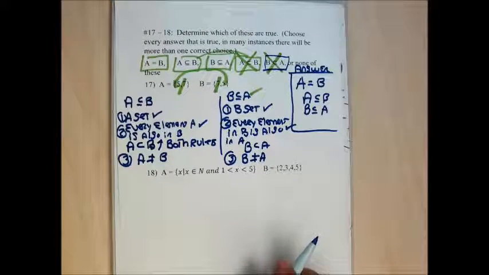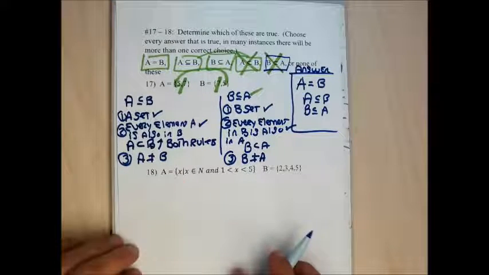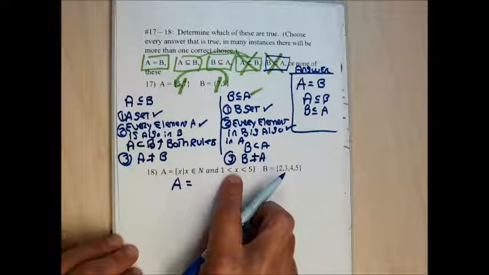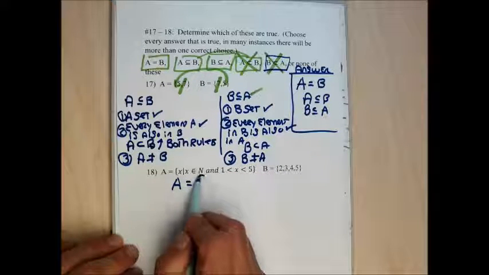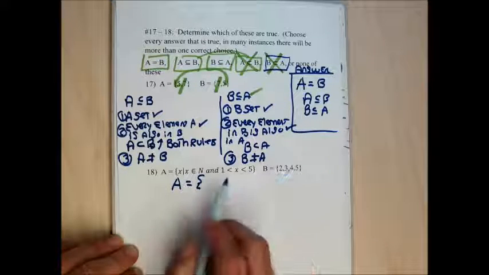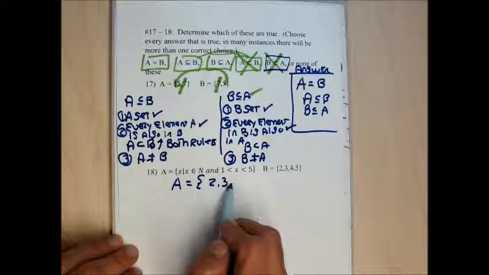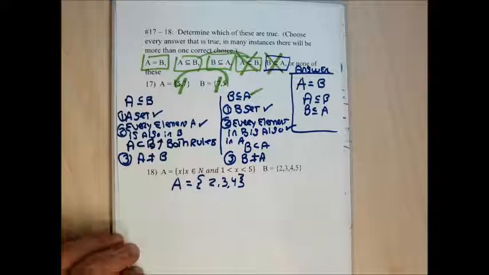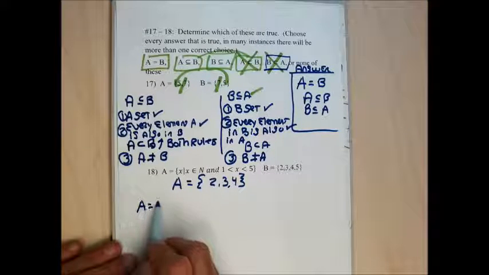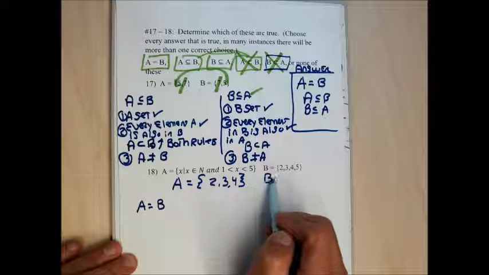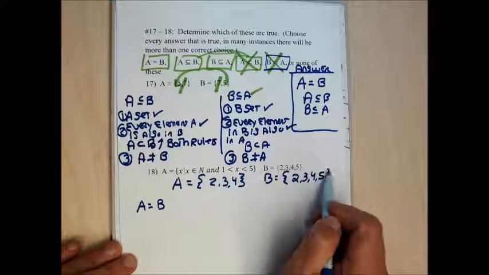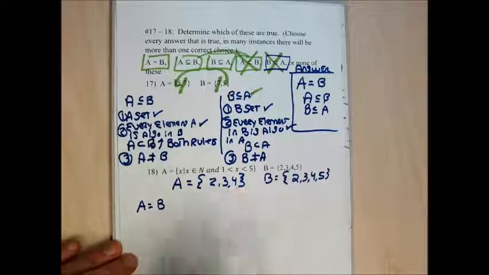To do 18, I need to figure out what the sets are. A is going to be the set of natural numbers that are in between 1 and 5, not including the 1 and not including the 5. The natural numbers between 1 and 5 are 1, 2, 3, 4, and 5, but because I don't see the equal signs, I'm only going to count 2, 3, and 4. So A is going to be the set 2, 3, and 4. One symbol at a time now. Let's look at A equal to B. When I compare A to B, for the equal to be true, they'd have to have exactly the same elements, and B has a 5 that A doesn't. They're not equal.